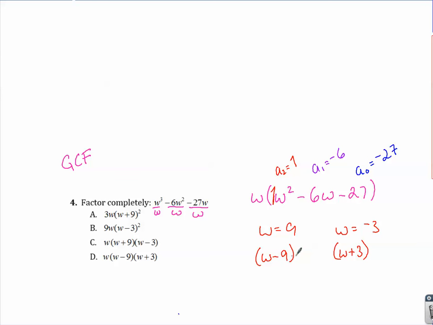And I can combine these two factors with the w I already took out, and I have w times w minus 9 times w plus 3, all multiplied together. That is the factored form of this polynomial, and let's take a look for it. So we know we need a w out front, so these are both out. And then I need a w minus 9 and a w plus 3, so my answer has to be D.